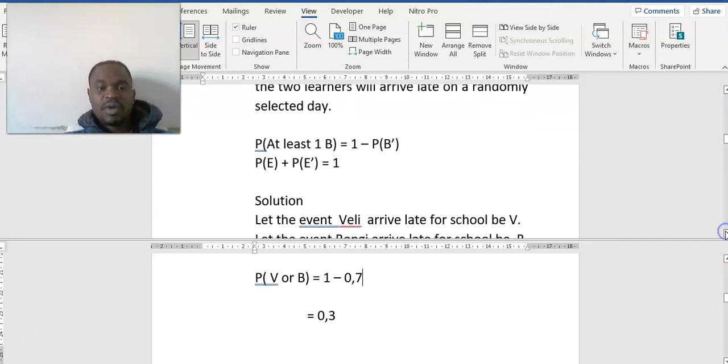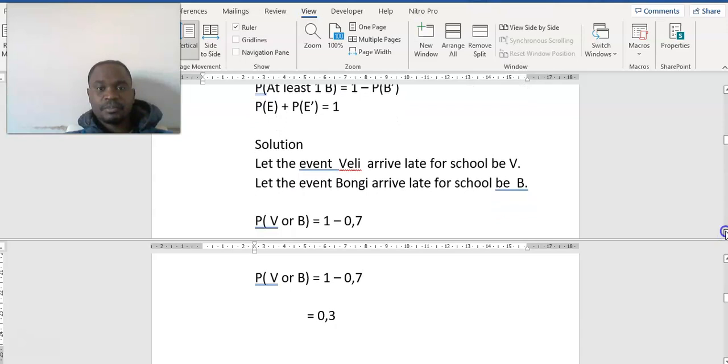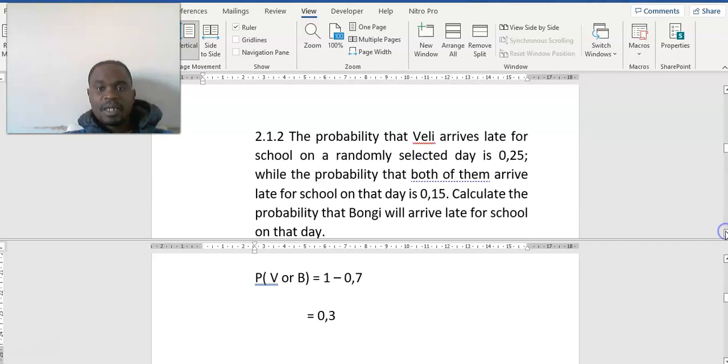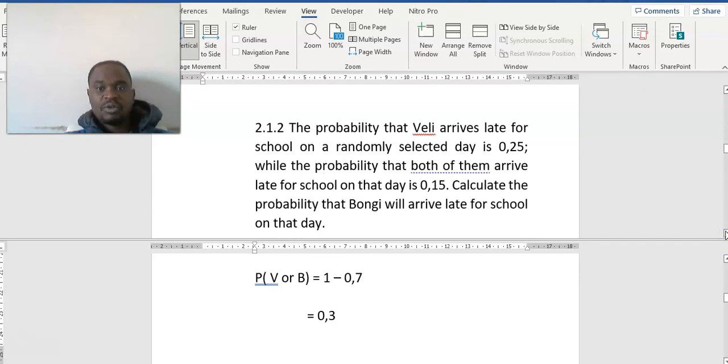Then when you continue with this question, the probability that Verily arrived late for school on a randomly selected day is 0.25. They've given us the probability. The probability that both of them arrive late for school on that day is 0.15. Calculate the probability that Bongani will arrive late for school on that day.